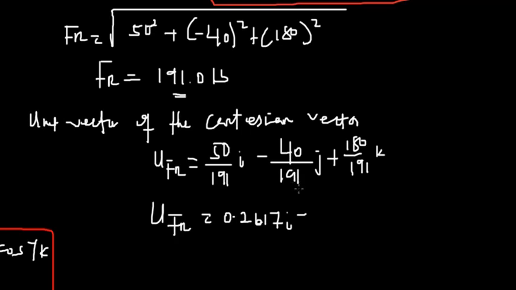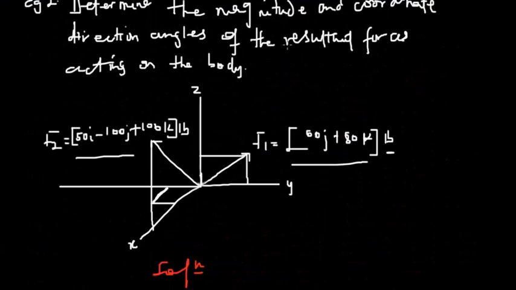Minus 40 over 191, you end up with minus 0.2094 j, and then plus 180 divided by 191 will give us 0.9422 k. So the question stated the coordinate direction angles of the resultant force acting on the body.